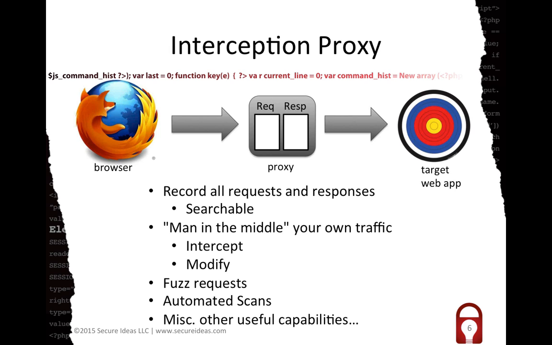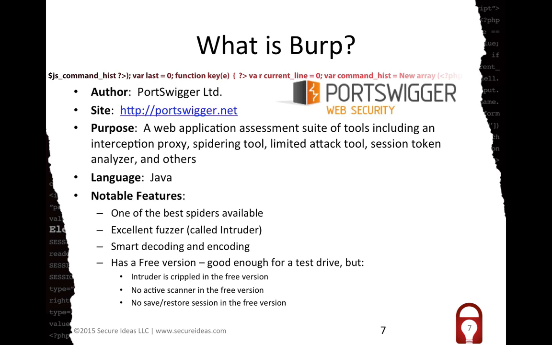Most interception proxies used for web pen testing include some form of automated scanner, and then there are also numerous other miscellaneous capabilities in there to help make our job easier.